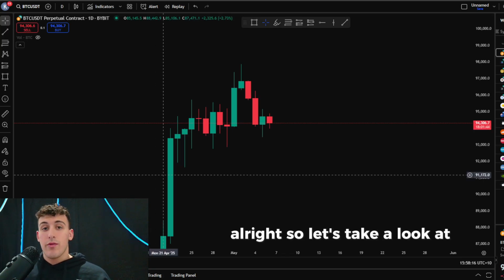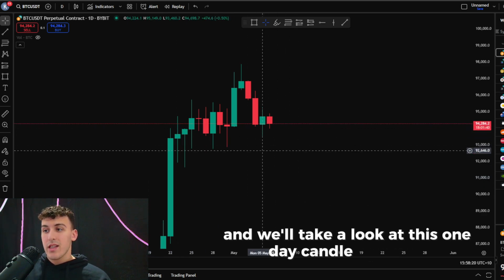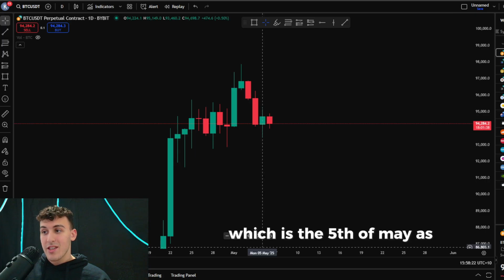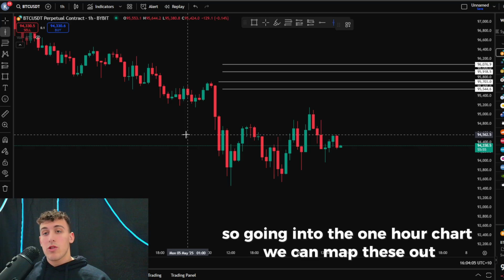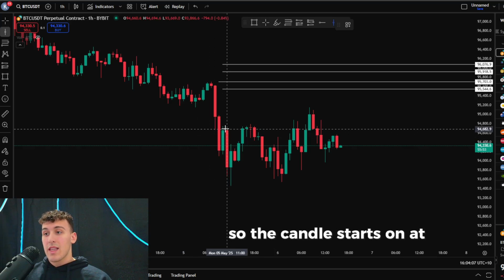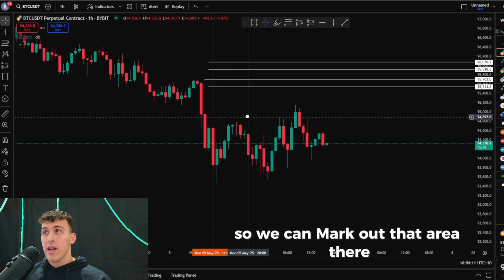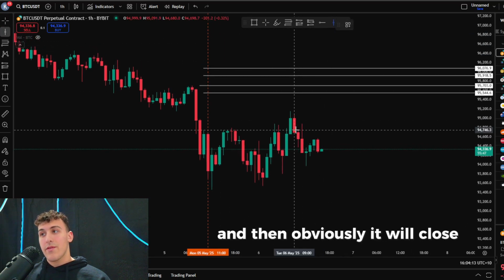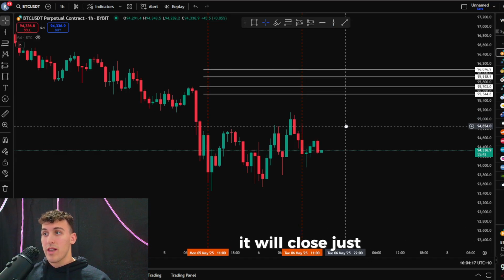Alright, so let's take a look at a real example. So this is Bitcoin, and we'll take a look at this 1 day candle over here, which is the 5th of May, as you can see right there. So going into the 1 hour chart, we can map these out. So the candle starts at 11 AM Australian time, so we can mark out that area there, and then obviously it will close 11 AM the next day. So if we go to 11 AM on the 6th of May, it will close just around here.